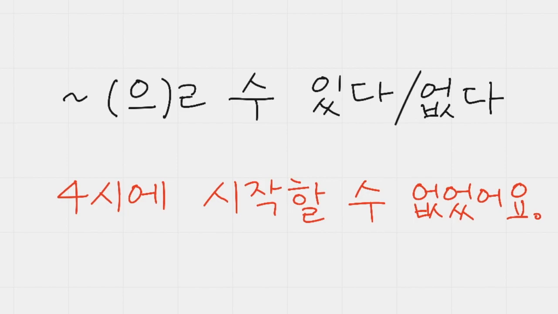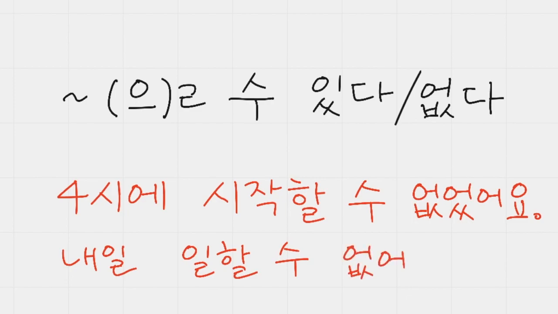Let's do one. I can't work tomorrow. 내일. To work, we learned this last time. 일하다. The stem 일하, and then add ㄹ. I can't work tomorrow. 일할 수 없어요. 내일 일할 수 없어요. I can't work tomorrow. Not too hard, right? Just have to use the stem of the verb. That's it.